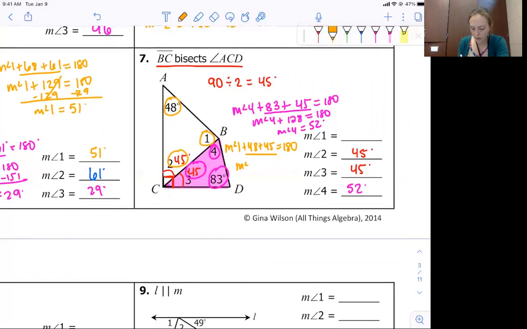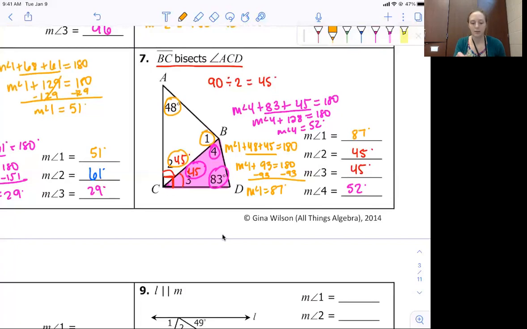So measure of angle 1 plus 93 equals 180. If I subtract 93 on both sides, I end up with 87, I want to say. Yeah, 87 degrees. So the measure of angle 1 equals 87 degrees.